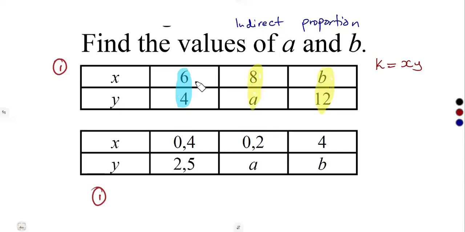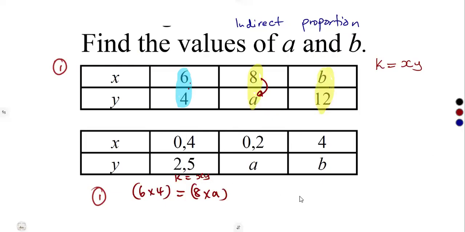So it simply means these two, if I multiply them, it is equal to these two. So that's 6 times what? 6 times 4 must be equal to the product of these two, 8 times A. That is the condition: K is equal to X times Y. The product is the same.